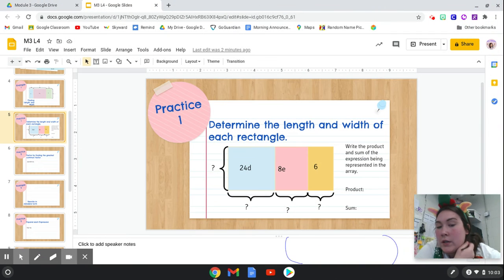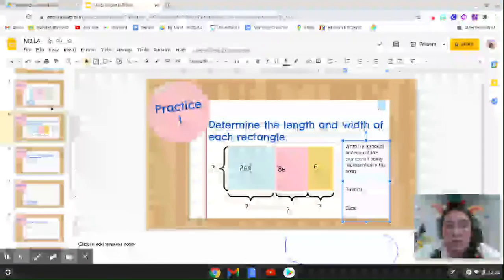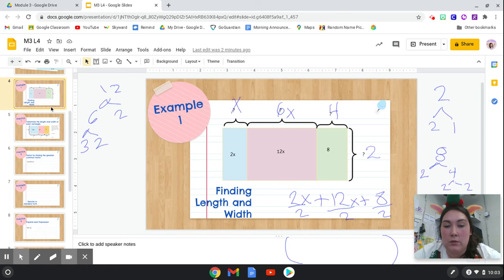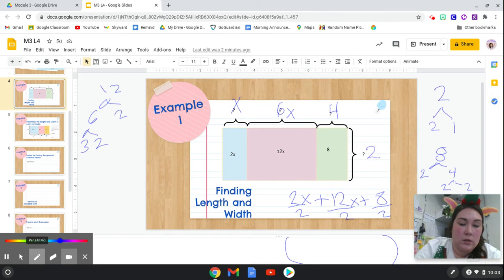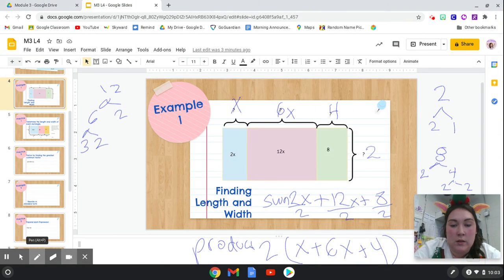So with this one here, you guys, it asks you to write the product and the sum of this. So if I looked at my problem, if I wanted to write the product, my product is what I wrote of the 2 times x plus 6x plus 4. This is my product. And my sum is what I wrote here of my 2x plus 12x plus 8.